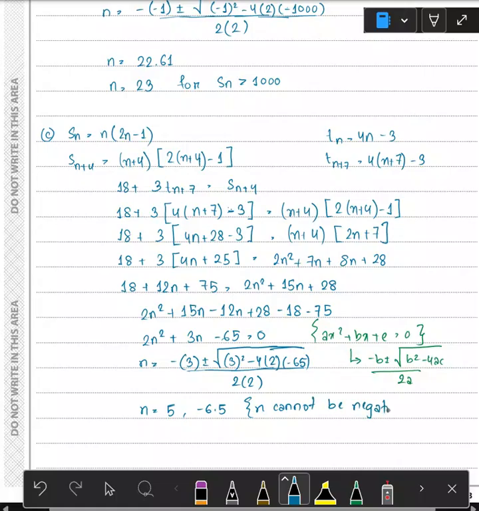As I mentioned, n cannot be negative, so n is equal to 5.